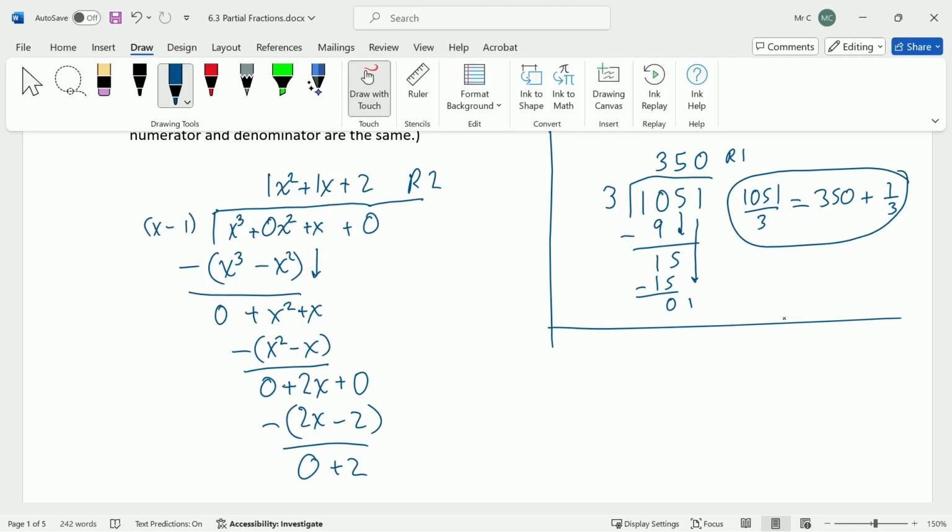It's just 2. That's my remainder. So the key part then is that x cubed plus x divided by x minus 1 can be written as the polynomial x squared plus x plus 2 plus the remainder over x minus 1.